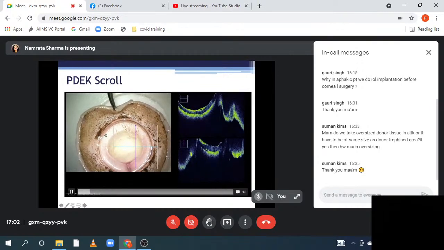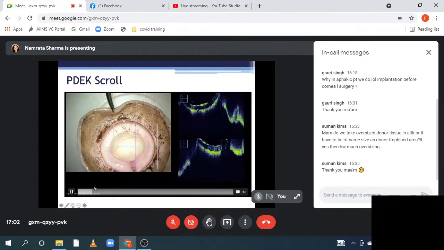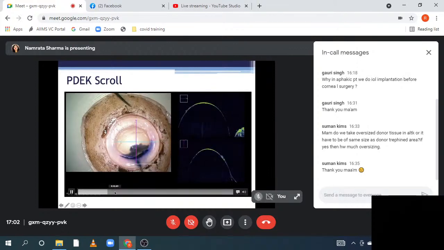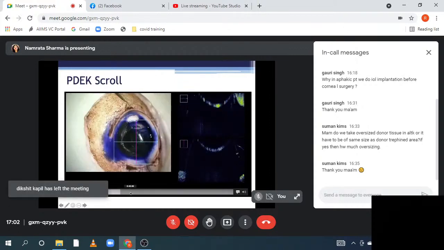So you inject an air bubble in the corneal scleral rim. As you inject the air bubble, the bubble is there. Look at the bubble, sitting on the top there like this. Put trypan blue dye.